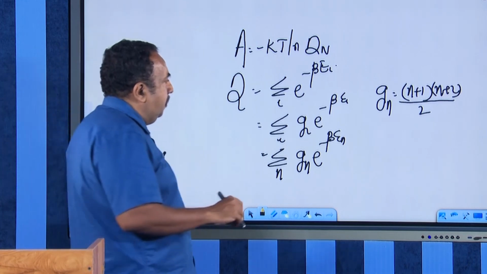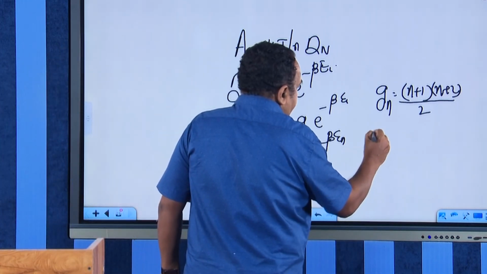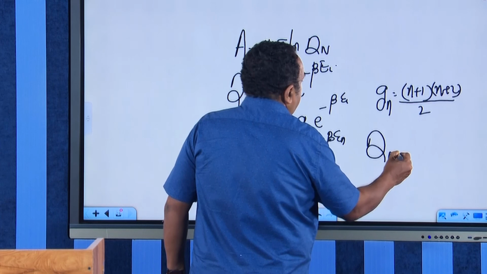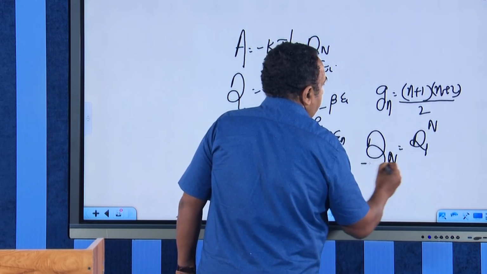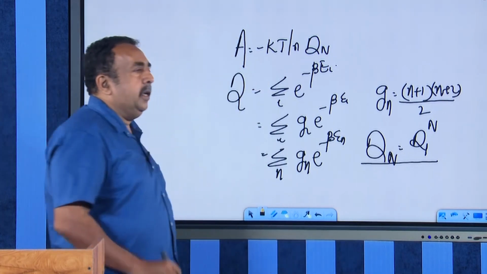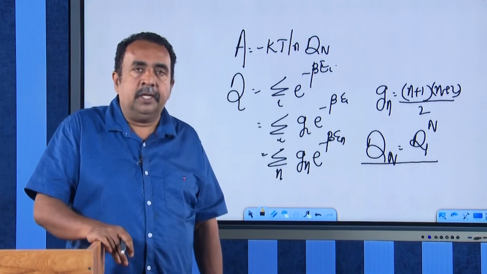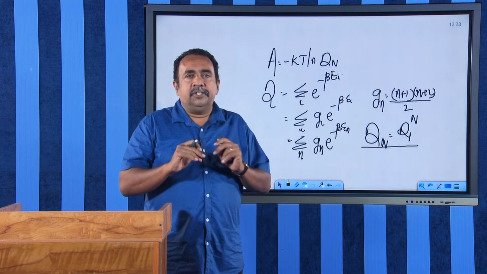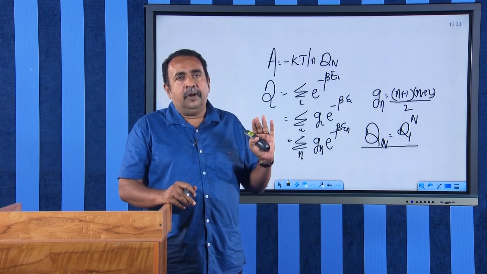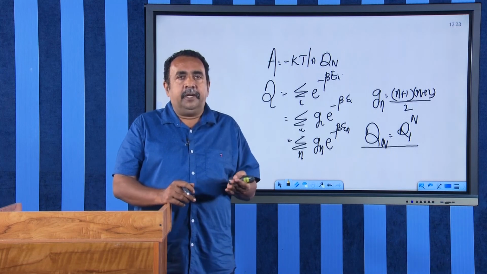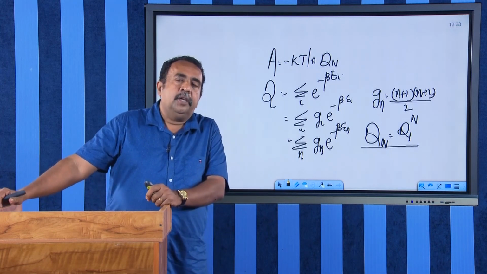And one more point that I have to tell you is that if you have n particles, then your Qn will be equal to Q1 raised to n. These are the basic ideas in canonical ensemble. We had discussed the details of computing the partition function in this section. We had also defined the n particle partition function, which is given by Q1 raised to n.